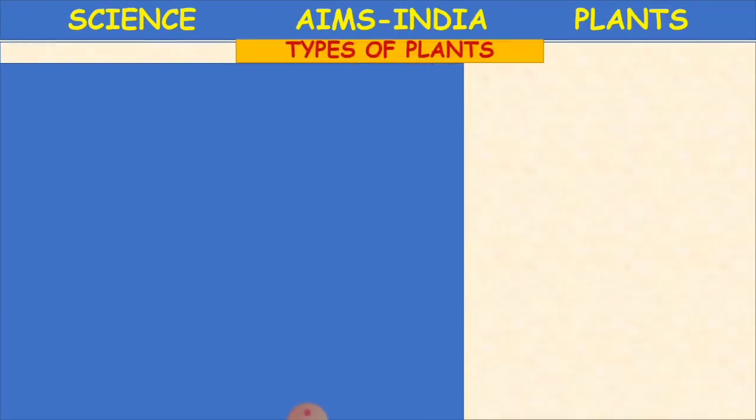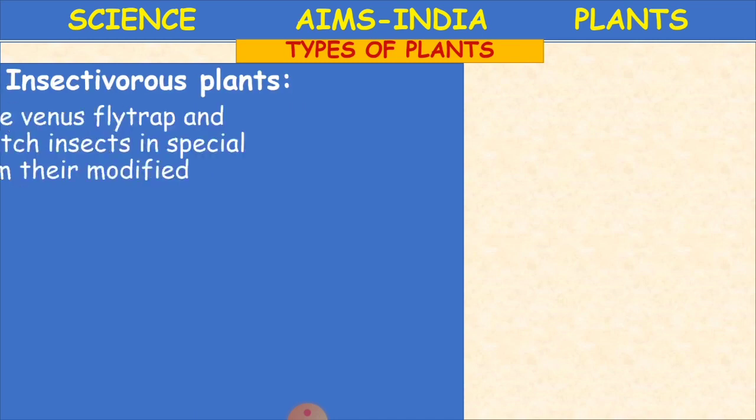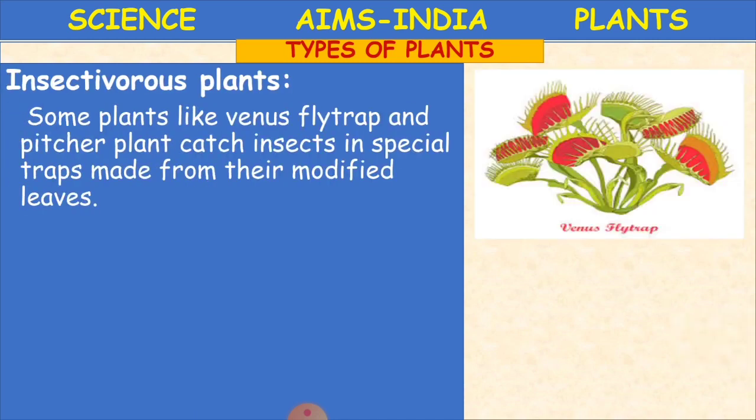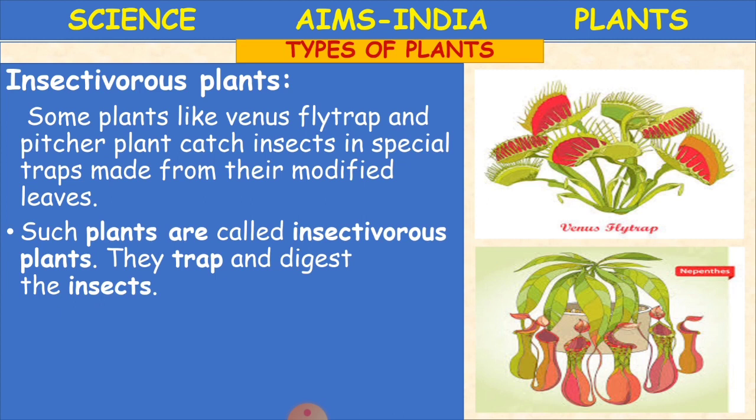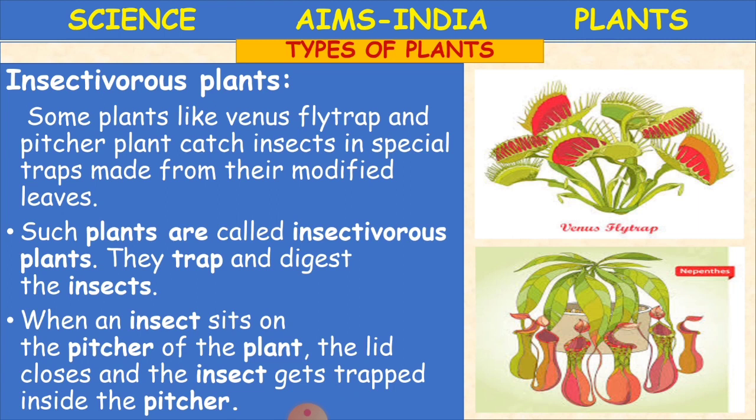What are epiphytes? Once again, which grow on other plants. Now, insectivorous plants. So we have already learnt about this. What are insectivorous plants, children? Some plants like Venus flytrap and pitcher plant catch insects in special traps made from their modified leaves. Such plants are called insectivorous plants. They trap and digest the insects.